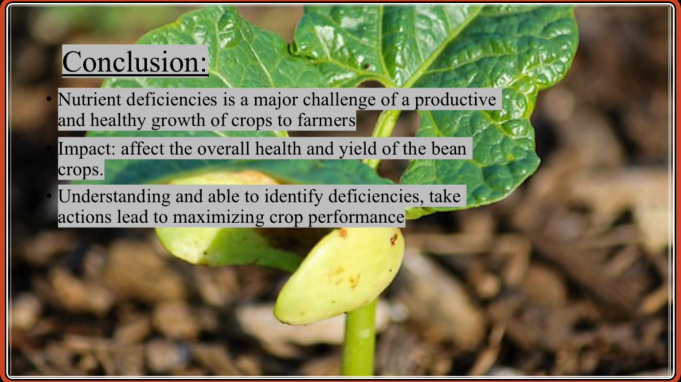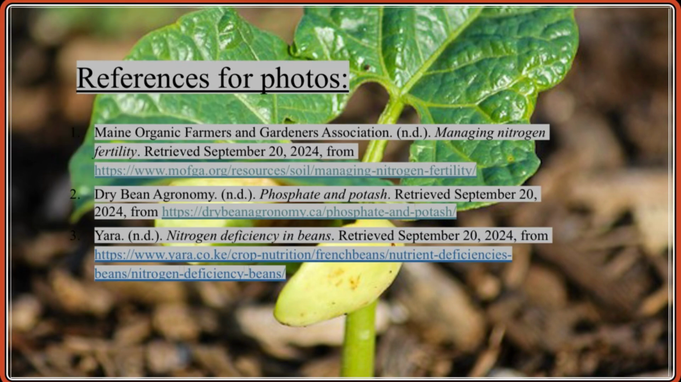To conclude, to a farmer, a major challenge to productive and healthy growth of crops is nutrient deficiency or nutrient shortages. Every nutrient is unique and plays a critical role in the development of plants. So deficiencies in any of these nutrients can cause specific visual symptoms that impact the overall health and yield of crops, like the beans. Early recognition of the signs of nutrient deficiency will allow farmers to take actions to maximize crop performance and productivity. References are on the slides. Thank you.